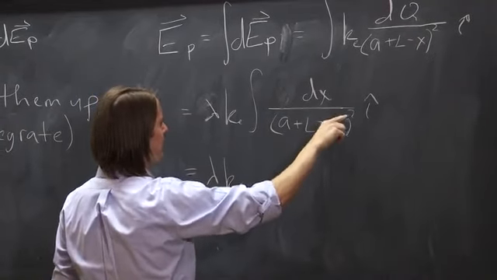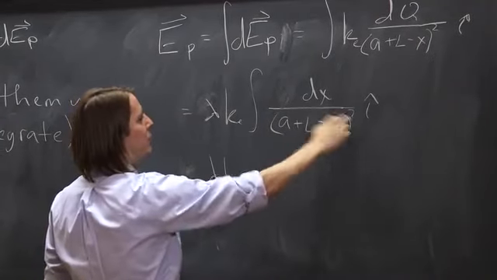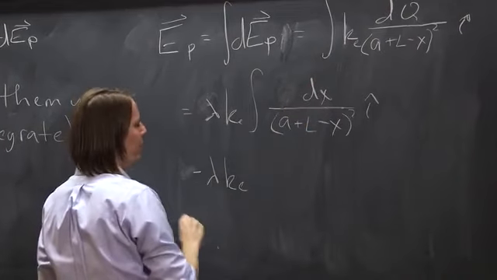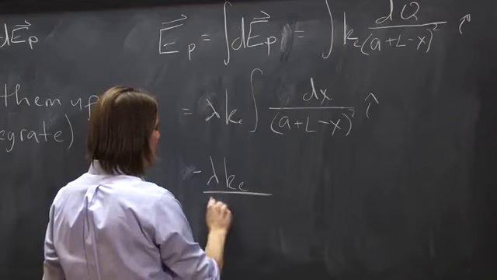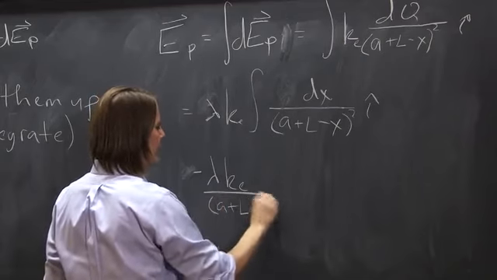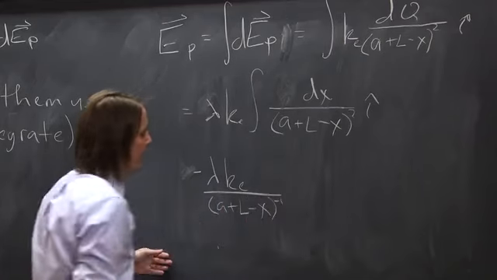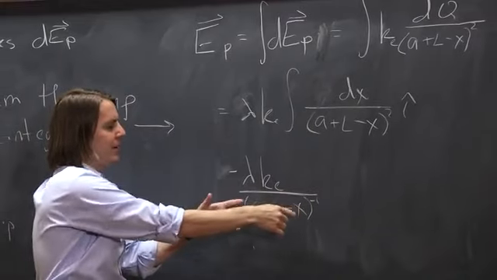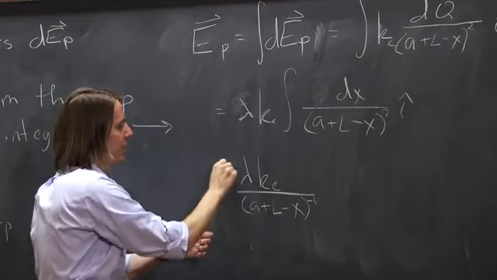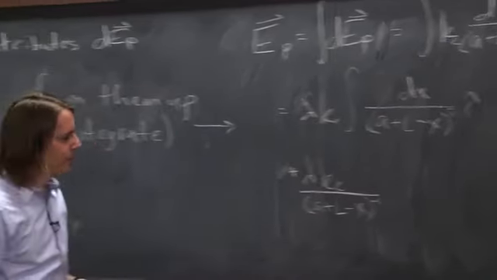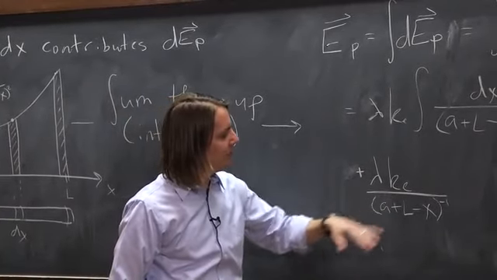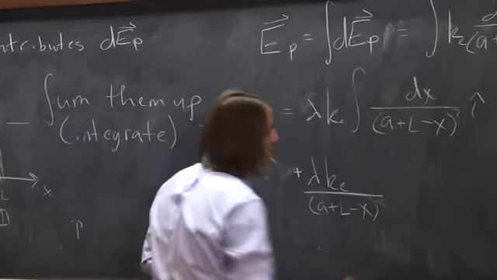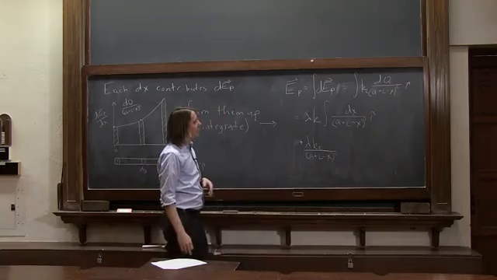The integral of this would be, let's see, the minus 2 would become minus 1, so that would bring a minus 1 out there. And then it would be over a plus L minus x to the minus 1. But then you also have to divide by the derivative of this thing with respect to x, which is minus 1. So you end up with a positive like that. Okay? So the integral is lambda k_e over a plus L minus x. Well, it's on the bottom, I don't have to write minus 1. There it is.